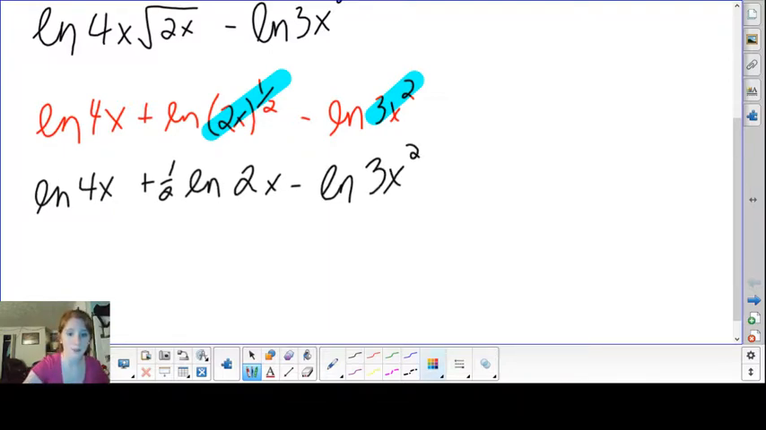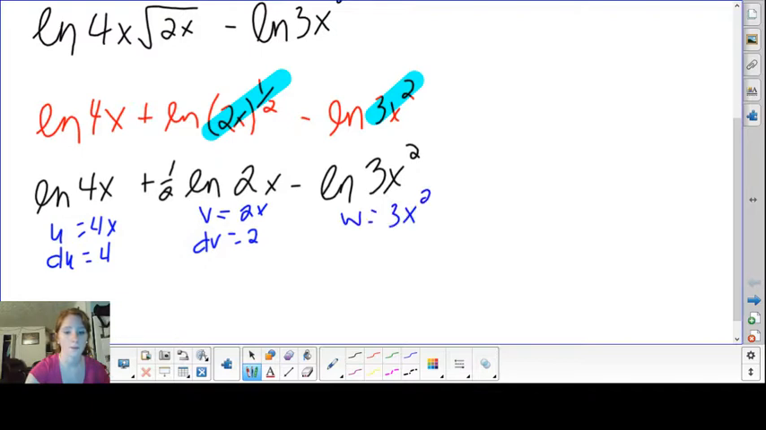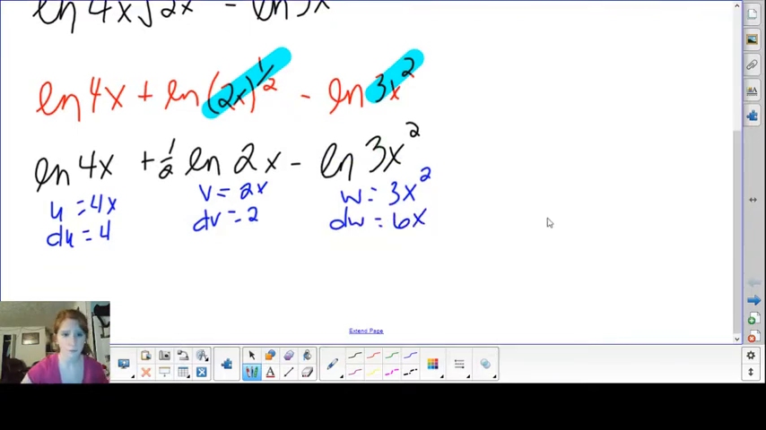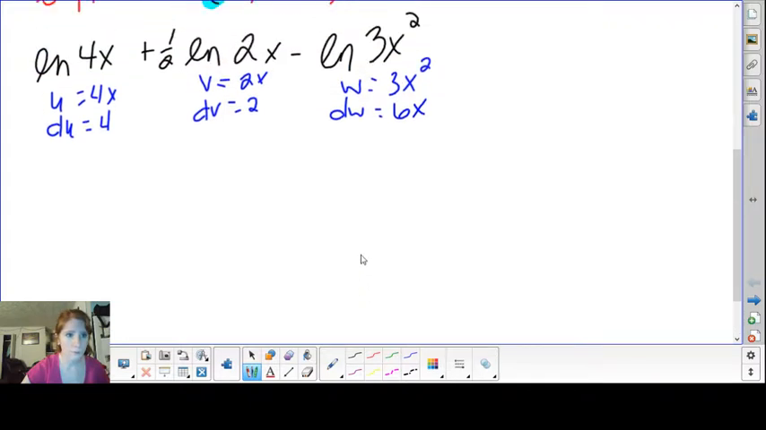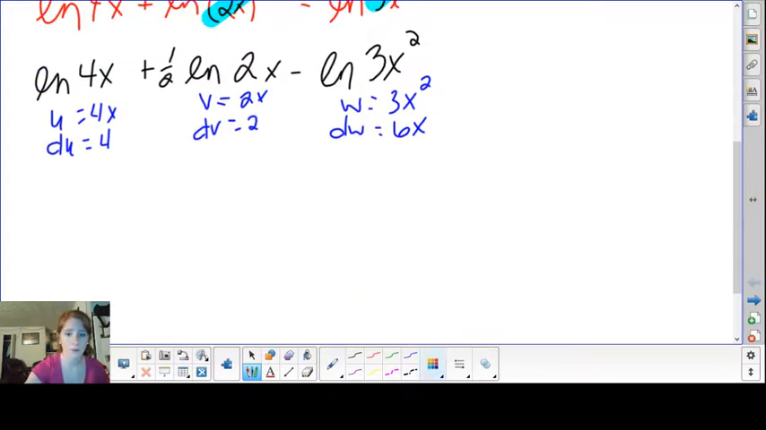So I need to have my u's and other letters, if you so choose, for all of these. My u for the first one is going to be 4x. My derivative of that is 4. My v, in case some people like to switch letters because it helps them see it better, is the 2x. The dv is 2. The w in this last one is 3x squared, and the dw is 6x. So let's go ahead and apply the derivative now.